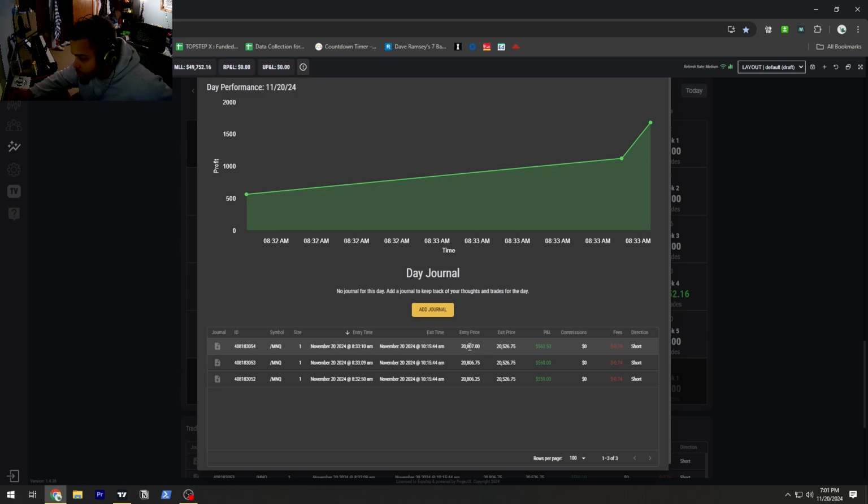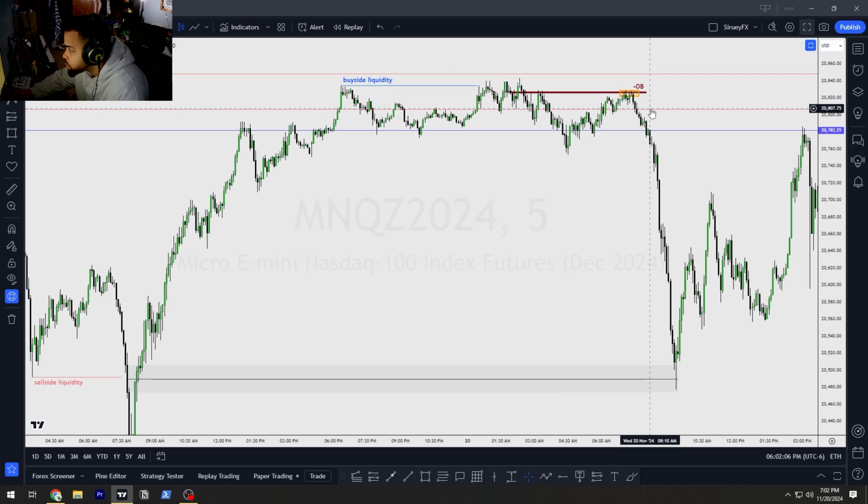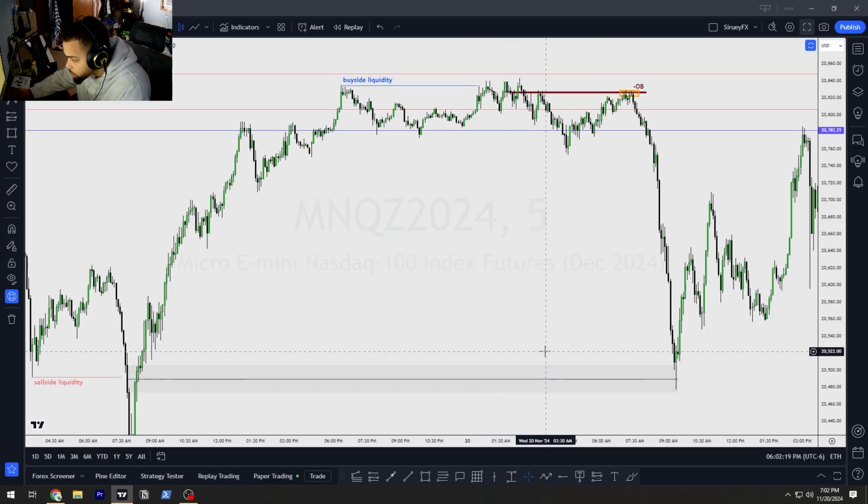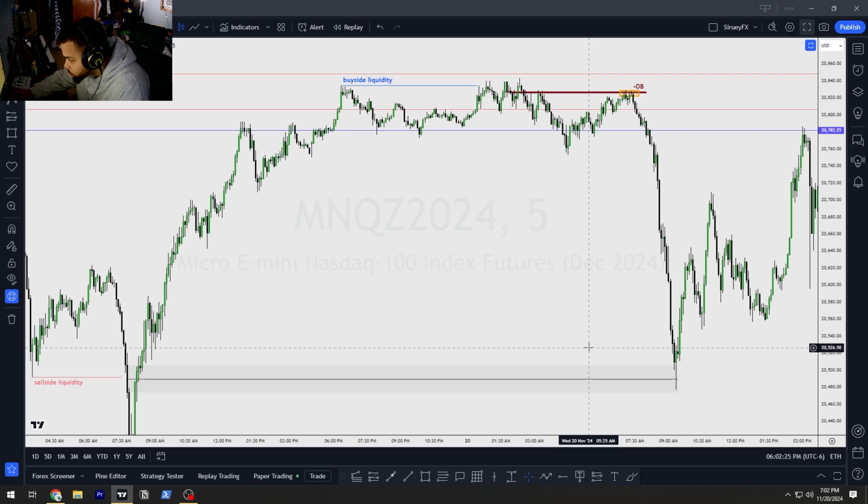My exit price was 20,526. Entry prices were at 807. So my entries were up here, pretty much where the low of this is, right there. I'm not gonna add a line there. And then, sorry, let me get back to it. Exit price is 2526. So my exits were right there.